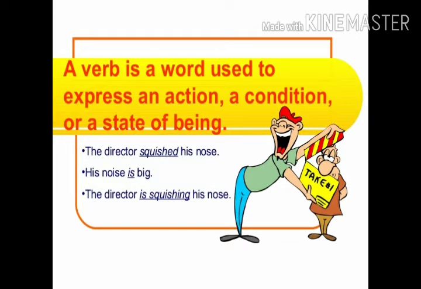A verb is a word used to express an action, a condition, or a state of being. So, here the verb tells us what the subject is doing. It tells us about the action of the subject. For example, the director squeezed his nose. Here, squeezed is the verb. His nose is big. The director is squeezing his nose. Is squeezing is the verb here.